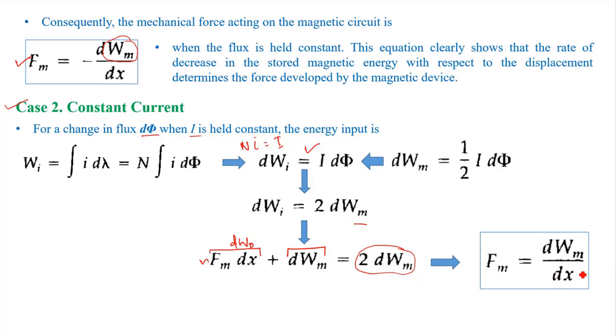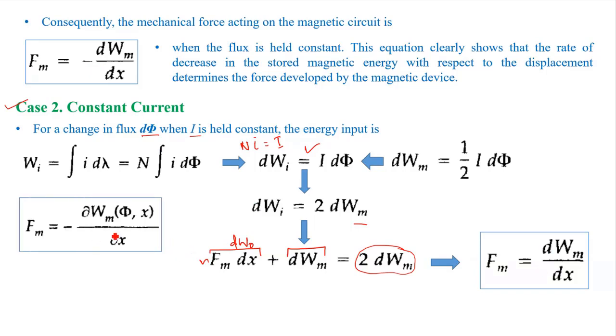Fm will be equal to dWm by dx, right? So now we have two expressions we found. One is when the flux is constant, your Fm becomes minus dWm by dx, and when your current is being held constant, your magnetic force becomes dWm by dx. So only the sign changes. Here it is a negative sign, here it is a positive sign.